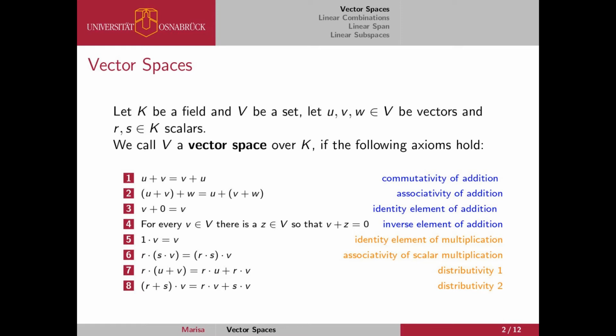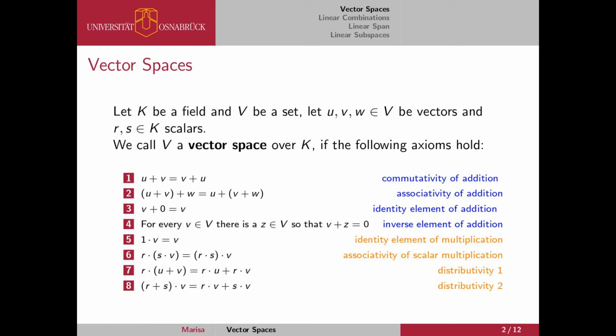And the last axiom that has to hold regarding addition is that we need to have an inverse element, which means that for every vector of our vector space V, there has to be another vector, let's call it Z, that is also an element of the vector space, so that if we add these two vectors, we will get the 0 vector. So for example, 1 plus minus 1 would be 0. And you can imagine this in higher dimensional spaces as well. So for the addition, there needs to be an identity element and an inverse element. And there has to be this commutativity and the associativity.